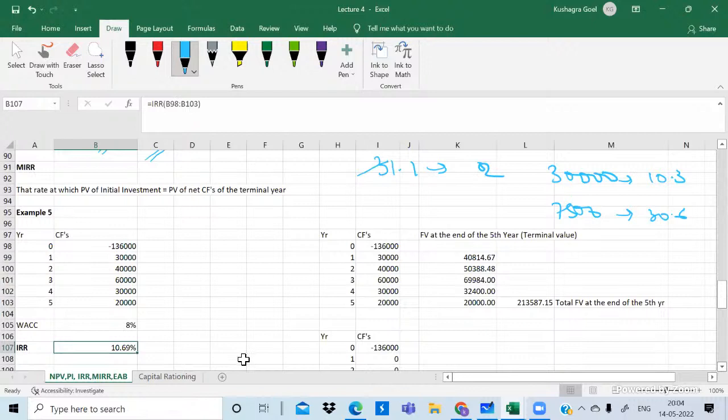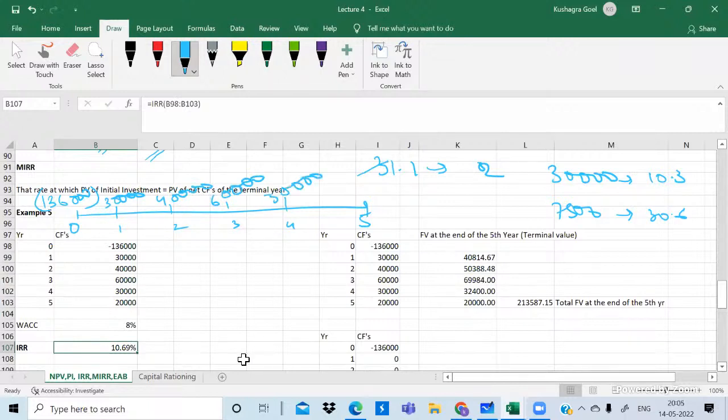So again, let me make a timeline so that it's easy. I've got these numbers 0, 1, 2, 3, 4, 5. I'm spending 1,36,000 today. And I'm generating 30,000, 40,000, 60,000, again 30,000 and 20,000.